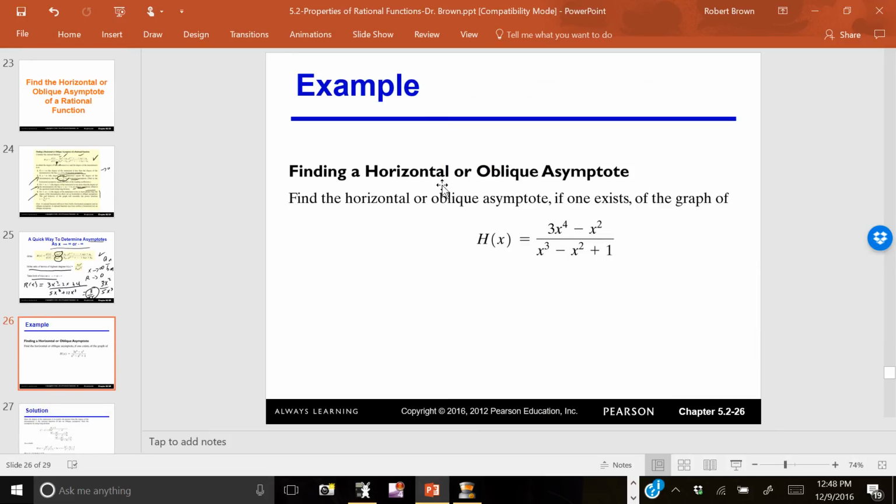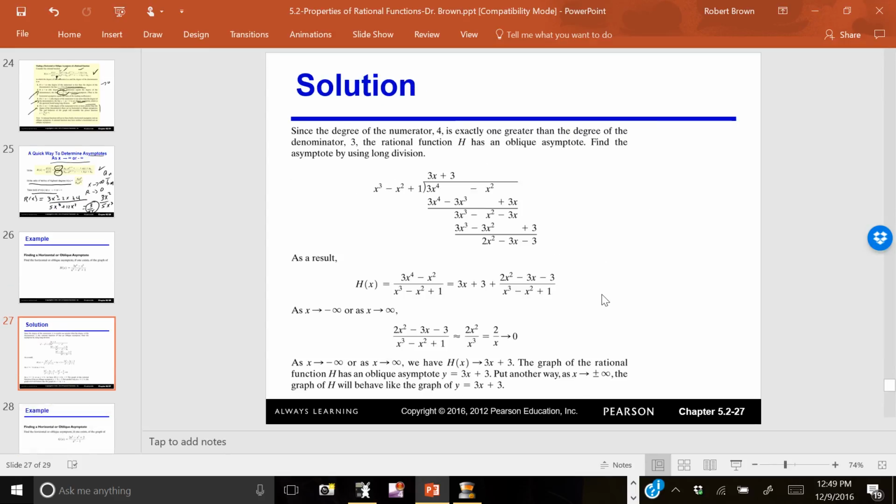So now, in this particular case, we're going to find a horizontal or oblique asymptote of this function. Notice that the degree of the numerator is 1 more than the degree of the denominator. Therefore, it's going to have an oblique asymptote, and we're going to use long division.